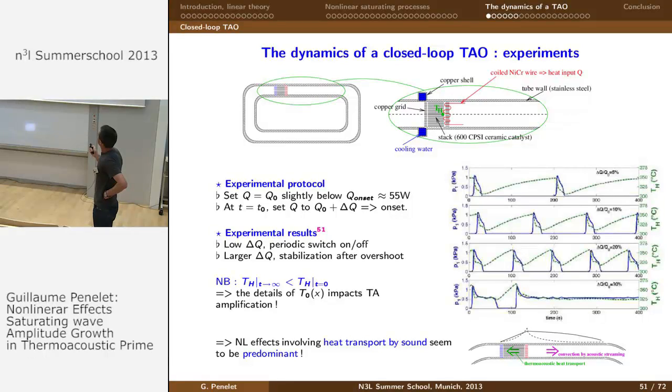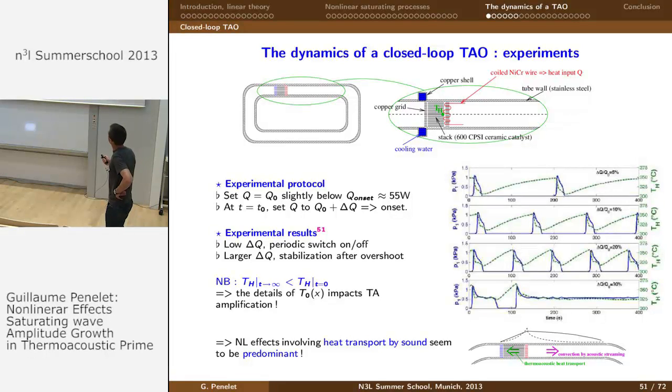So here is a sketch of our experimental apparatus. We have a stack and a hot heat exchanger, and we measure the temperature at this side of the stack. The experimental protocol is as follows. We apply a heat input just below the threshold of the thermoacoustic instability, and at some time, we apply a power increment in order to generate self-sustained oscillation.